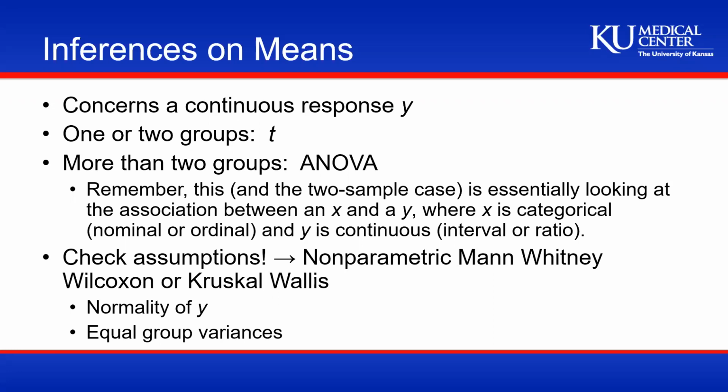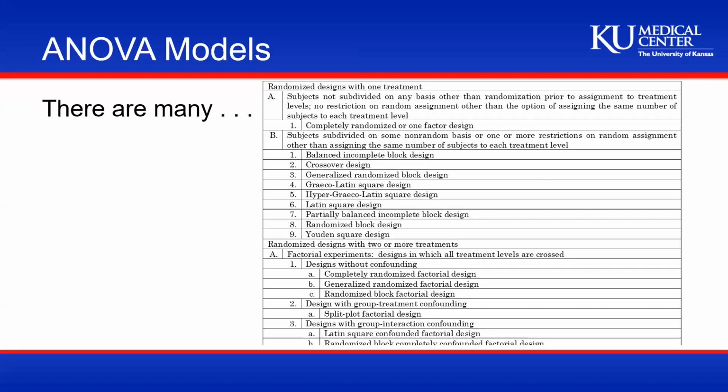Make sure, though, that you check the assumptions of the method. If your sample size is too small to verify normality or equal variances, err on the side of caution and do the non-parametric version. For the t-test, it's the Mann-Whitney, sometimes you hear it called the Wilcoxon or the Mann-Whitney-Wilcoxon test. And for the ANOVA, it's the Kruskal-Wallis test. And those are in most statistical software packages. And again, the 2 assumptions, normality and equal group variances, are given there.